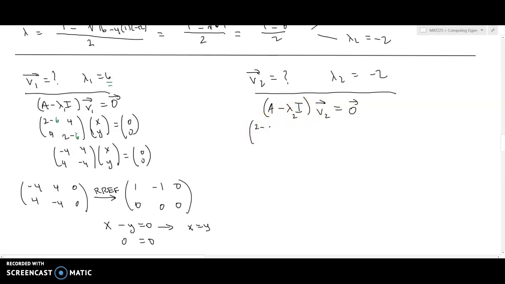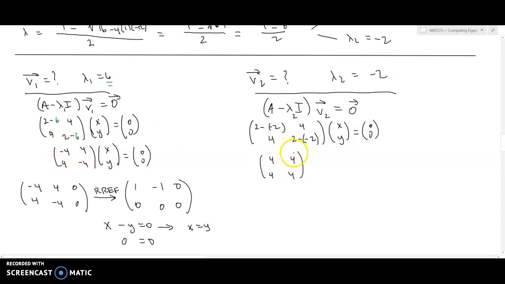2 minus lambda, so 2 minus negative 2. These two values are constants, and then here we'll have 2 minus negative 2, plugging in our lambda, times some x, y vector equals the 0 vector. And so our matrix here becomes 4, 4, 4, 4. Once again, we see that the columns are linearly dependent. Same thing here. We can see that these two columns are negative 1 multiples of each other. Here they're exactly the same.